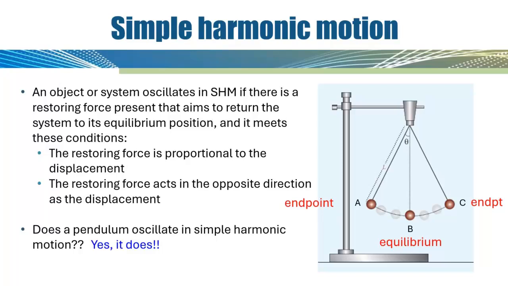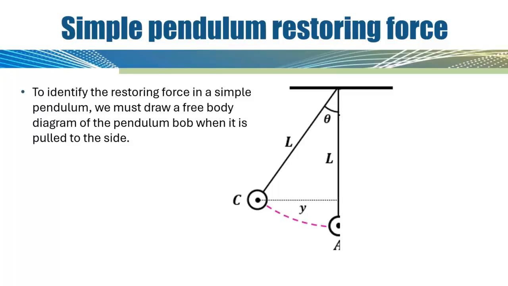When I displace the pendulum bob from its equilibrium position B and pull it to C, a restoring force does appear that aims to return the bob back to B. And yes, the restoring force is proportional to the displacement and acts in the opposite direction, just like a mass on a spring. But notice that the displacement x is now an angular displacement denoted by theta when we're talking about a pendulum. When a mass oscillates on a spring, the restoring force is equal to kx. With a pendulum, however, it's a bit more complex.